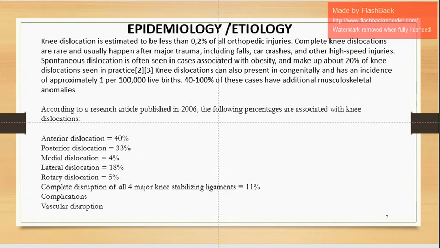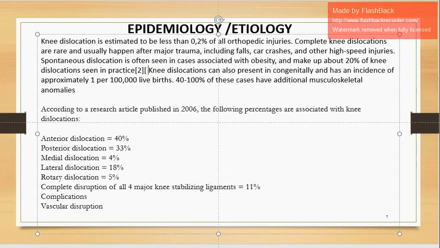Etiology: knee dislocation is estimated to be less than 0.2% of all orthopedic injuries, and complete knee dislocations are rare and usually happen after major trauma, including falls, car injuries, and high-speed injuries. Spontaneous dislocation is often seen in cases associated with obesity, which make up about 20% of knee dislocations in practice. Knee dislocations can also be present congenitally, with an incidence of approximately 1 per 1 lakh live births. 40 to 100% of these cases have additional musculoskeletal anomalies.